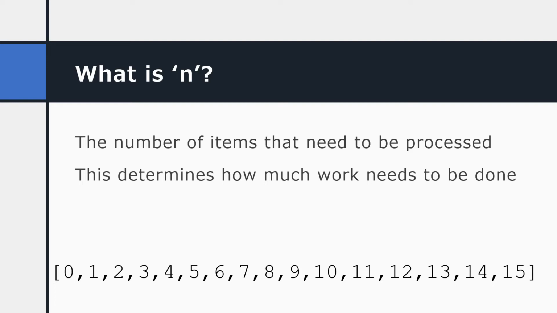So in this example, there are 16 values in this data structure. Because we always want to compare algorithms across all sizes of data structure, we use the conventional letter N to stand for the number of items that we want to process. And we think about the number of repetitions as a function of n.